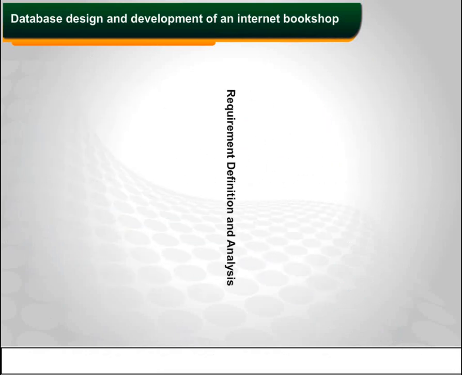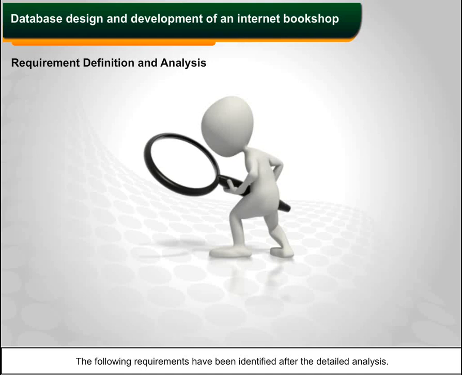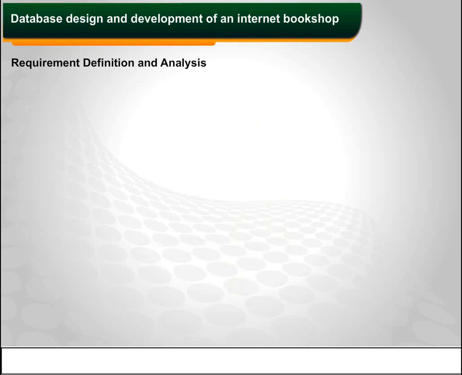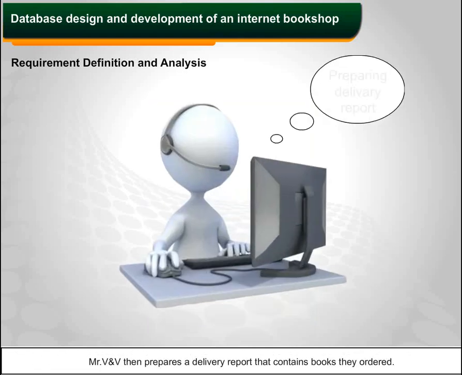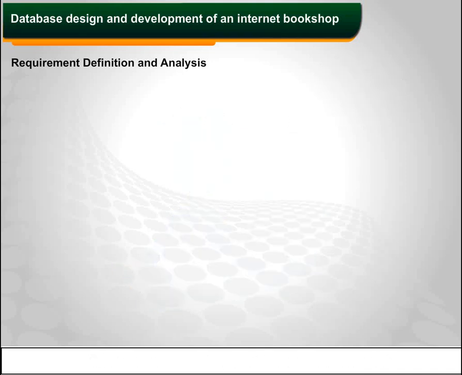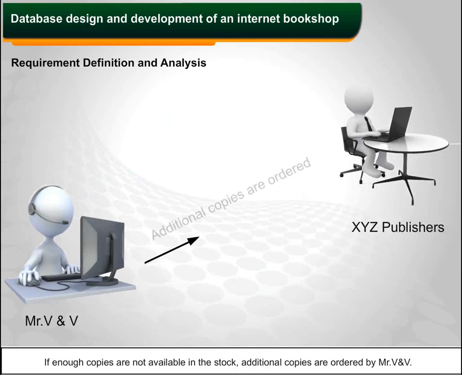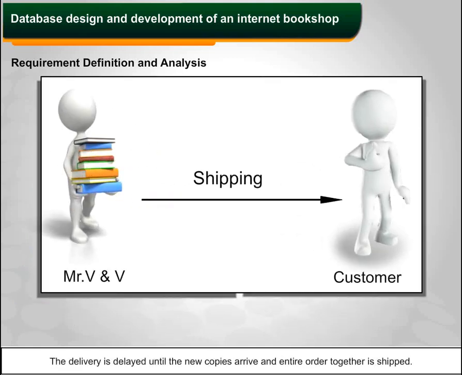Requirement definition and analysis. The following requirements have been identified after the detailed analysis. Mr. V and V's Internet Bookshop has mostly corporate employees who call the bookstore and give the ISBN number of a book and quantity. Mr. V and V then prepares a delivery report that contains the books they ordered. If enough copies are not available in the stock, additional copies are ordered by Mr. V and V. The delivery is delayed until the new copies arrive and the entire order together is shipped.